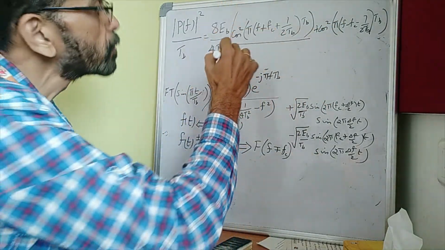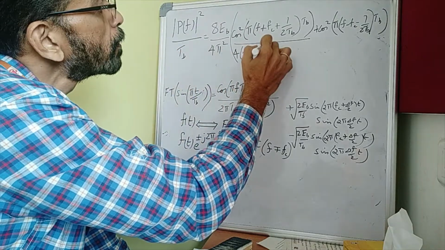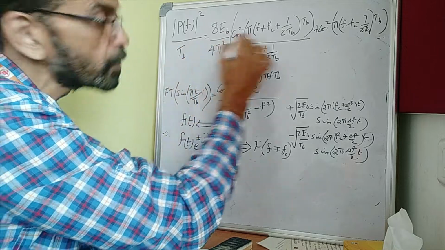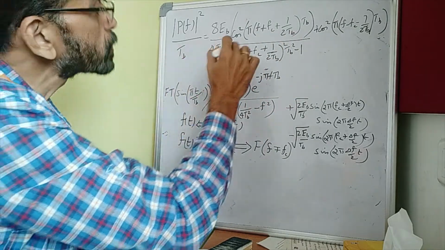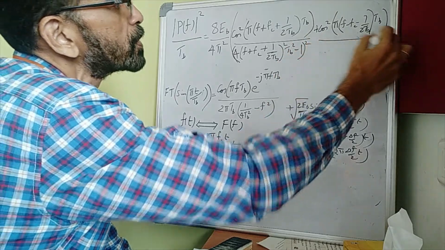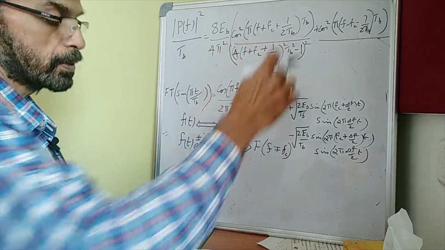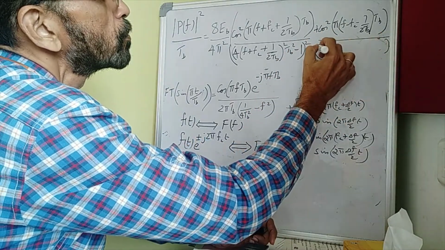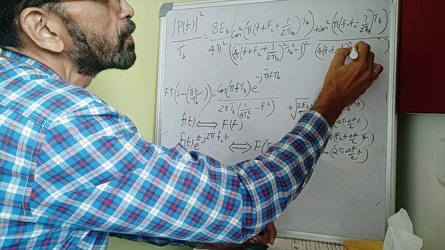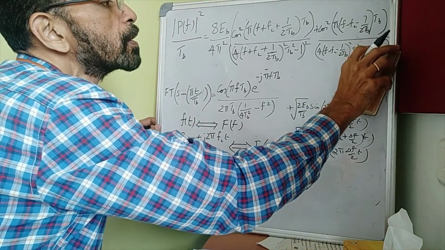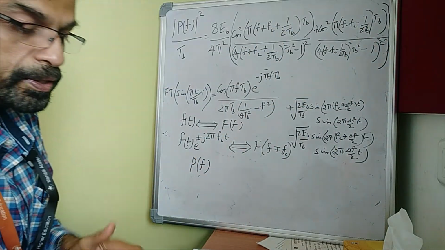This will be divided by 4 (f plus fc plus 1 by 2Tb) whole squared into Tb squared minus 1, and that whole to the power 2, and this will be divided by 4 (f minus fc minus 1 by 2Tb) squared Tb squared minus 1, whole squared. This will be the result.